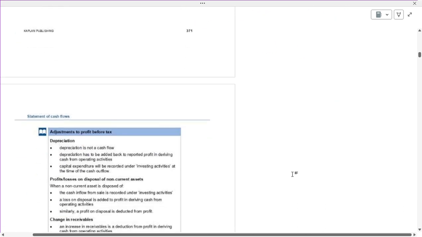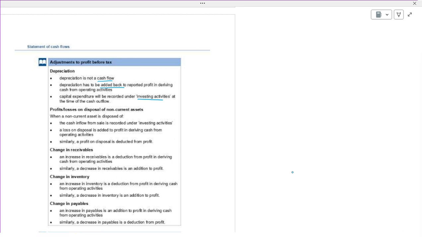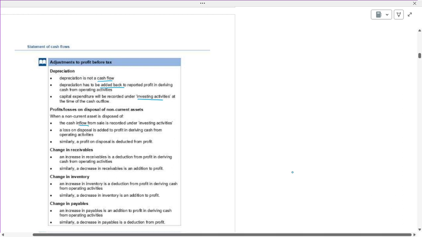Coming back to the things, see what they say in short: depreciation is not a cash flow. It has to be added back 100%. Capital expenditure should be recorded in investing activities. Profit or loss on sale of asset: you have non-current assets. If there is an inflow from sale, it will be investing activities. Any loss on disposals is operating activities.